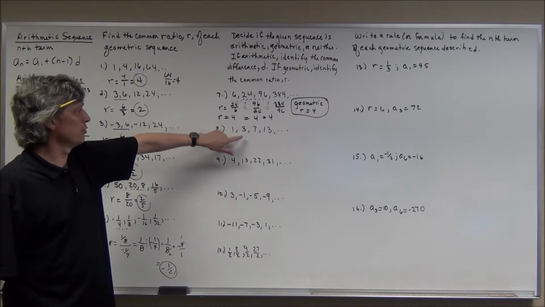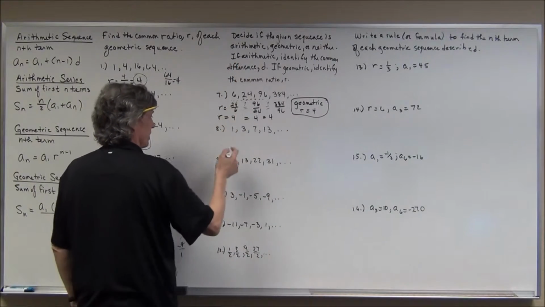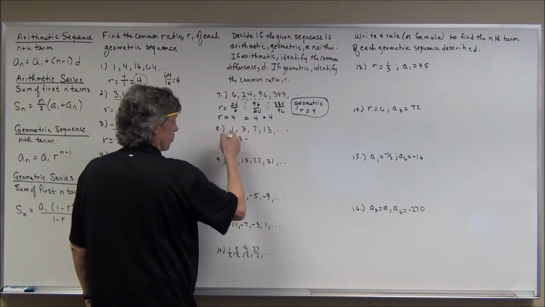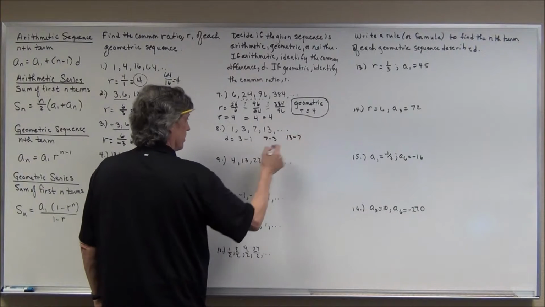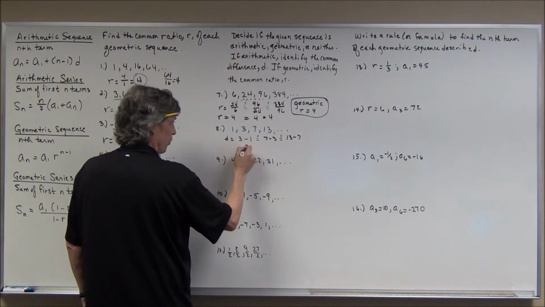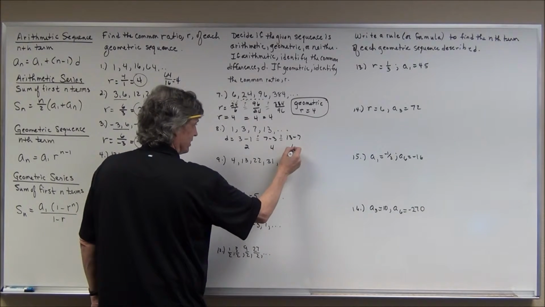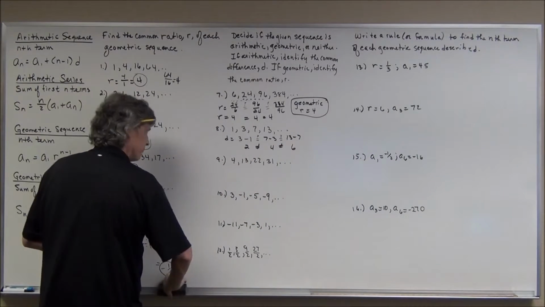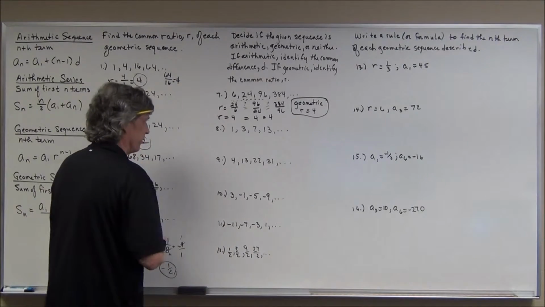I have 1, 3, 7, 13. So again, first I check to see if it's arithmetic. I'm going to look to see if I have a common difference. 3 minus 1, 7 minus 3, 13 minus 7. Let's see if these are equal. 3 minus 1 is 2, 7 minus 3 is 4, 13 minus 7 is 6. These are not equal. I do not have a common difference. Not arithmetic.